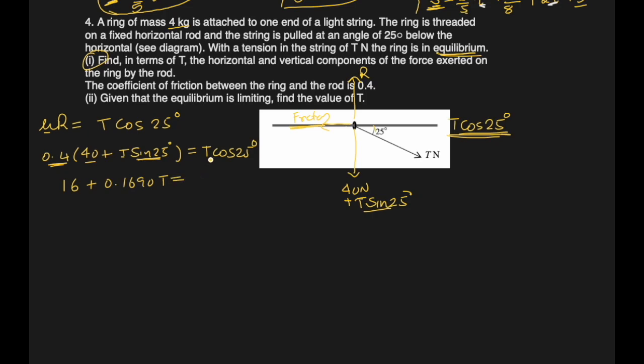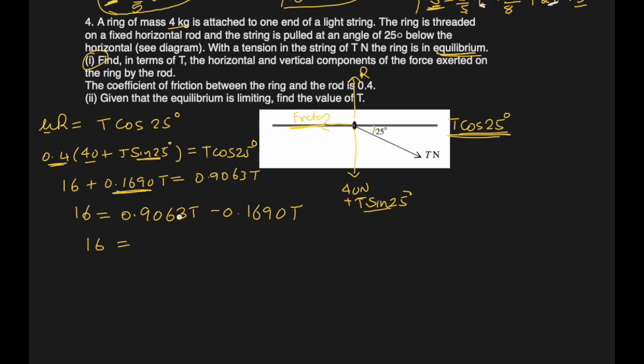Equal to cos 25 will be 0.9063, and T is T. We'll combine these two T's now. Which one is more? This is more. So let's bring this one to the right side. 16 equal to 0.9063 T minus 0.1690 T.